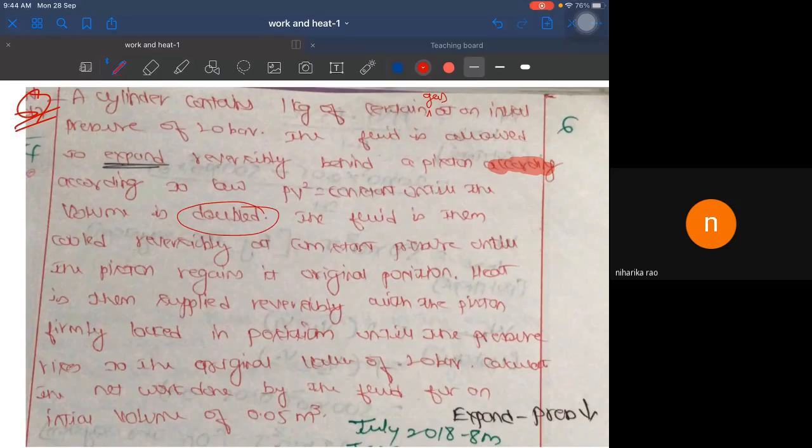The fluid is then cooled reversibly at constant pressure until the piston regains its original position. The heat is then supplied reversibly with the piston firmly locked in position until the pressure rises to its original value of 20 bar. Calculate the net work done by the fluid for an initial volume of 0.05 meter cube. Has anyone tried the PV diagram of this?